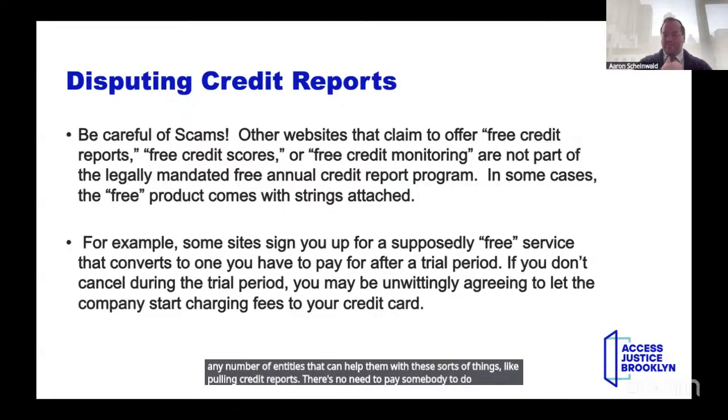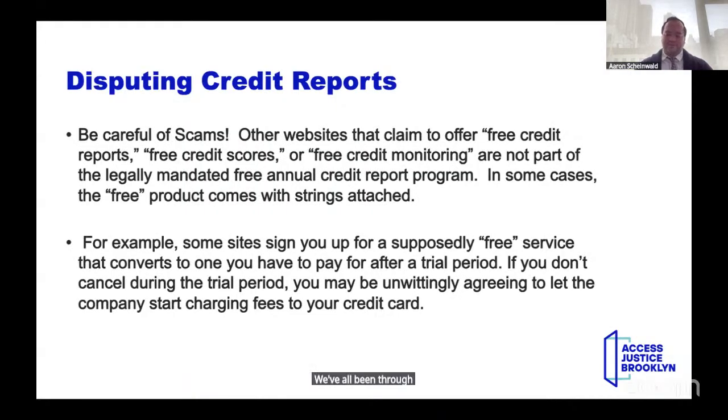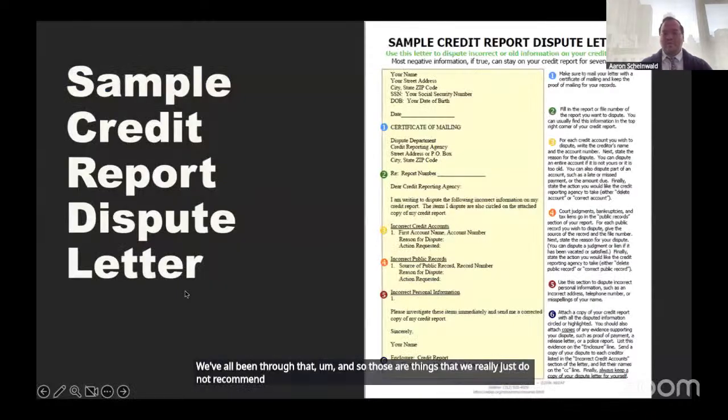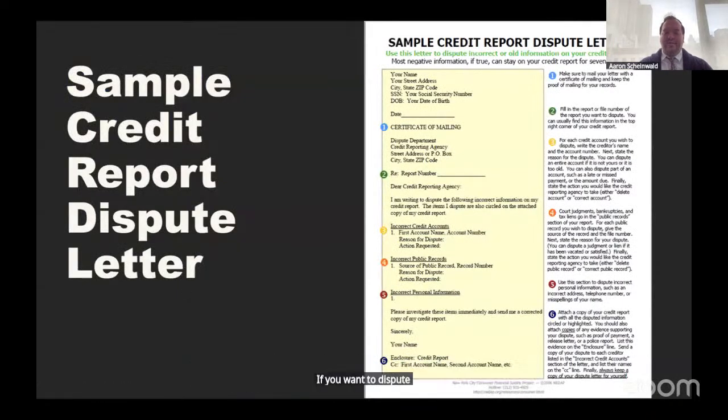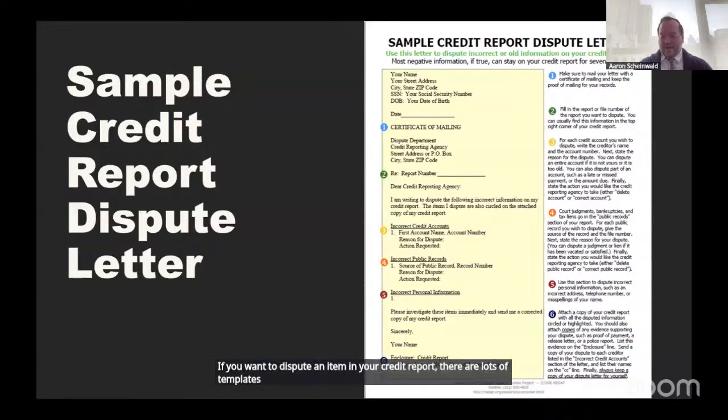A lot of them are subscription-based services that will end up charging you $14.95 a month and make it extremely difficult to cancel. We've all been through that. And so those are things that we really just do not recommend. If you want to dispute an item in your credit report, there are lots of templates online that are pretty good.